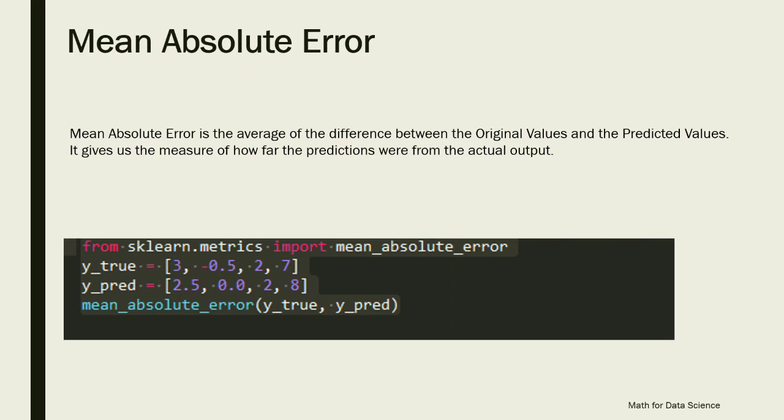First is the mean absolute error. It is the average of the differences between the original values and the predicted values. Like I just said, you are differentiating it and then taking the average of all the errors.